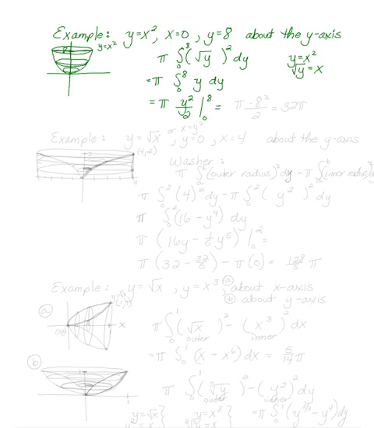If we substitute 8 in, we're going to get pi times 8 squared over 2 minus 0 if we plug in the bottom limit of integration. And so 8 squared is 64, divided by 2 is 32. So what we're going to get as a final answer is 32 pi.